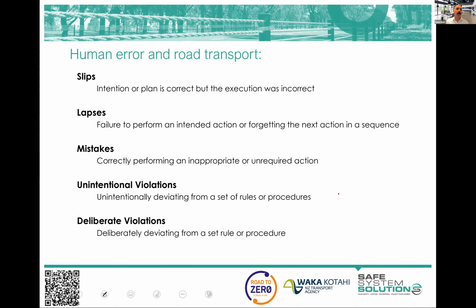And part of the reasoning for that is there's a really good report. It's a big, juicy report called Analysing Error in the Transport System or something like that. It's an Austroads report. I can dig it out if somebody's particularly interested. But it talks about slips, lapses, mistakes, unintentional violations, and deliberate violations in road crashes.